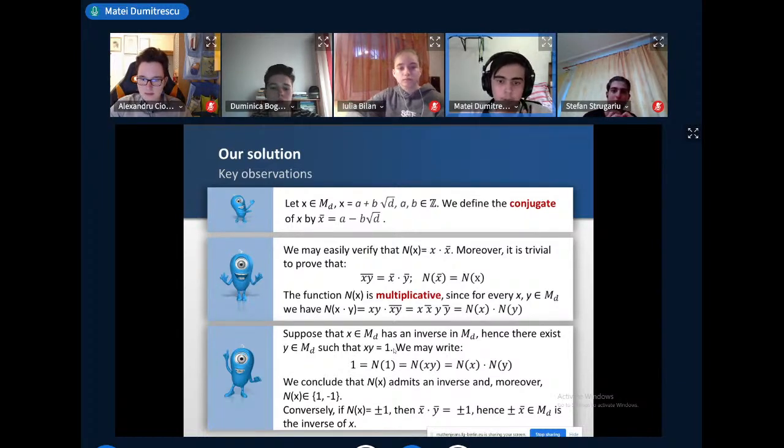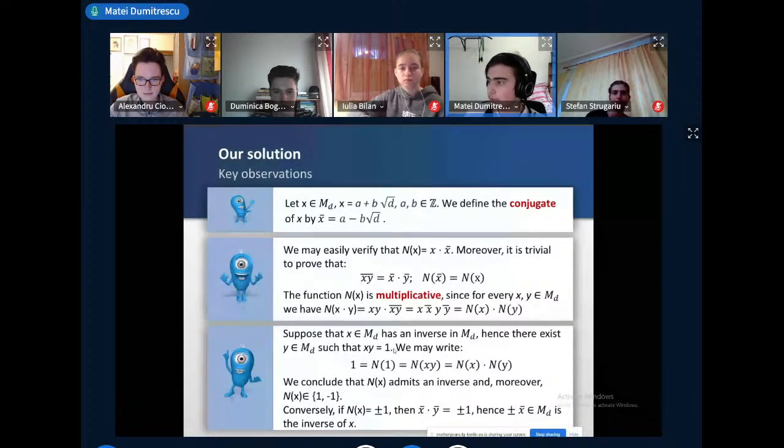Suppose that x has an inverse in M of d, hence there must exist a y in M of d such that xy is equal to 1. We may write 1 is equal to the norm of 1, which is equal to the norm of xy, which is equal to the norm of x times the norm of y. We conclude that the norm of x has an inverse in the integers. Also, the norm of x is either 1 or minus 1. Conversely, if the norm of x is plus minus 1, then x times the conjugate of x is plus minus 1. Hence, plus minus the conjugate of x is the inverse of x.